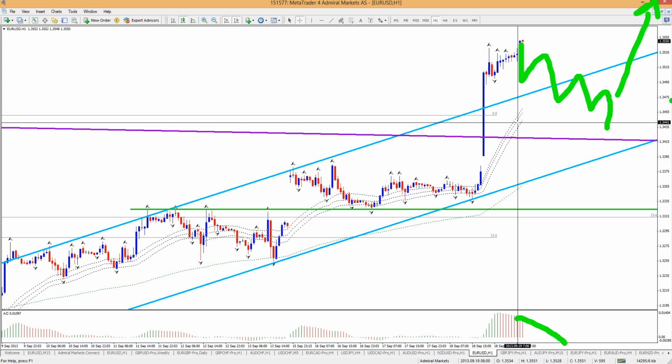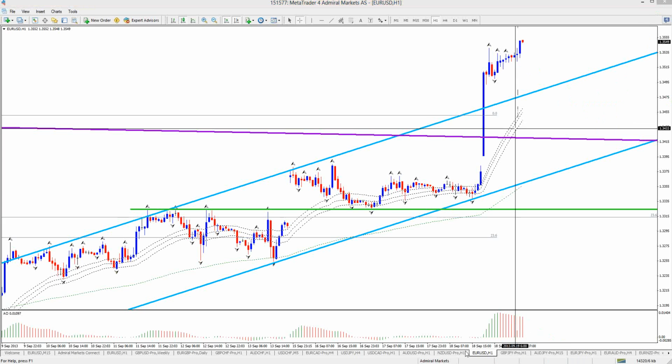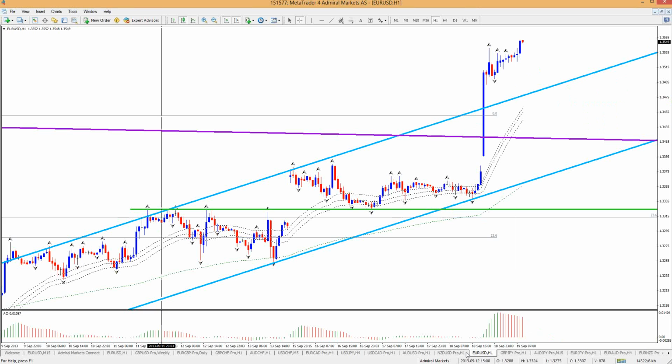That is a very high probability trade setup, in my opinion. Will it always work? No, it will not. It's not a guarantee, but I think it's definitely a good probability there. Same thing, really, for the pound dollar.